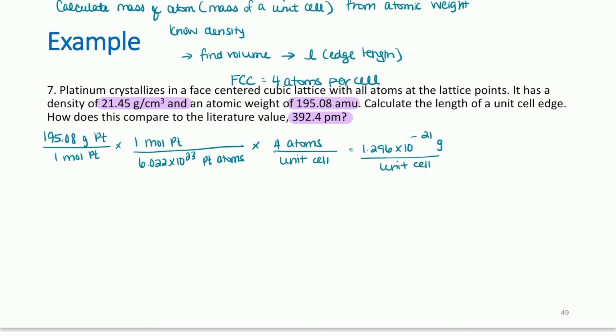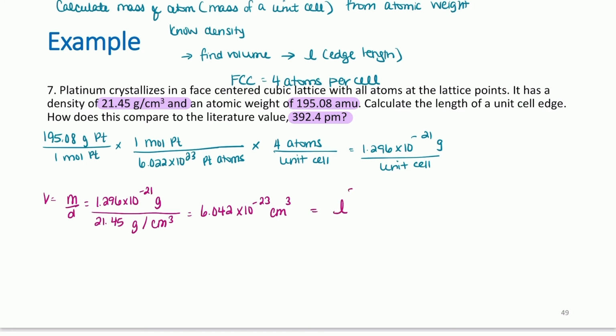I want to know my volume. I can take my mass divided by my density. I've got 1.296 times 10 to the minus 21st grams in that cell, and I'm told the density is 21.45 grams per centimeter cubed. This gives me 6.042 times 10 to the minus 23rd centimeter cubed. But this is volume, so this is equal to L cubed.